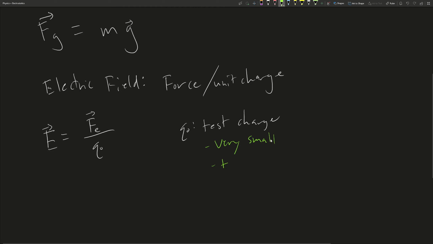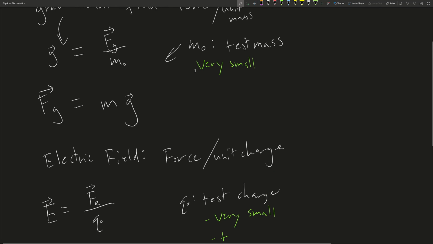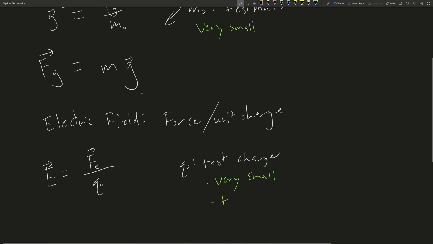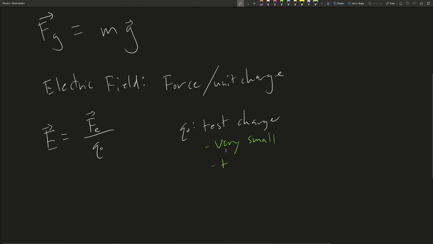Also, we want the test charge to be very small because, just like gravity, we don't want this test charge to influence the charge distribution of the object we're measuring. So if it's very small, it won't exert a large force on the object we're trying to measure, so it won't change the distribution of charge on that object.